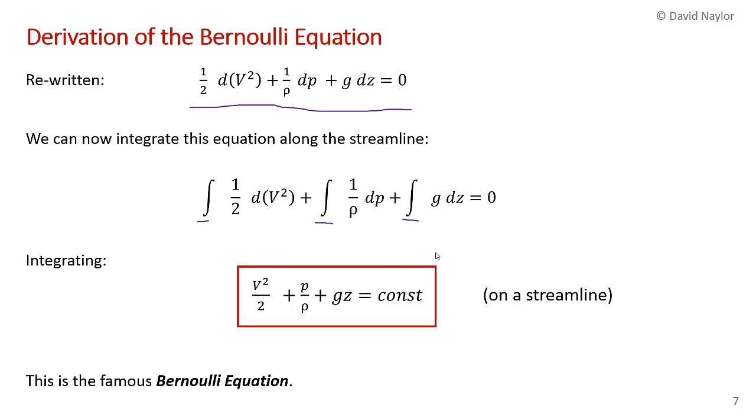So I'm doing the indefinite integral version of this, and you should keep in mind that the assumption we made to get rid of the ds was that this equation applies along a streamline. And so the result is for flow along a streamline. We'll talk about the meaning of these terms in a minute. This is the famous Bernoulli equation.